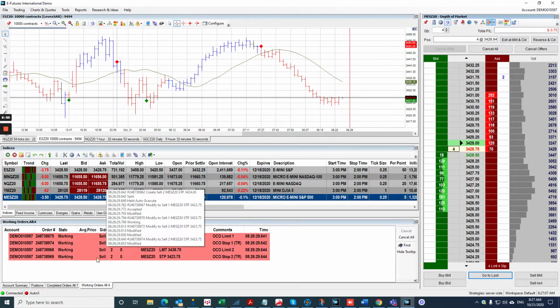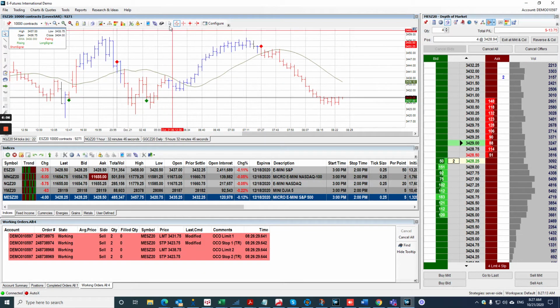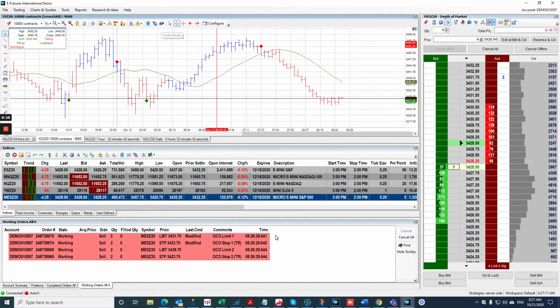You can also see those working orders over here. And for some people it's easier, you can also place the orders from the chart. You just have to enable the chart trader right here. So I will let the trade work, and hopefully we'll either see the stops or the exits, and we'll continue then.